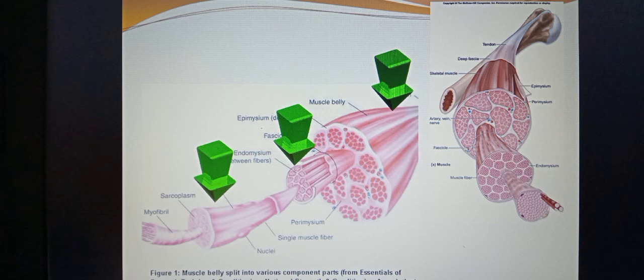We have here a muscle belly, which is enclosed by an epimysium. It contains the fasciculus, and the fasciculus is wrapped by an endomysium. You can see the perimysium as well, in between the epimysium and the endomysium. You can also see the sarcolemma, the sarcoplasm, and the myofibril.